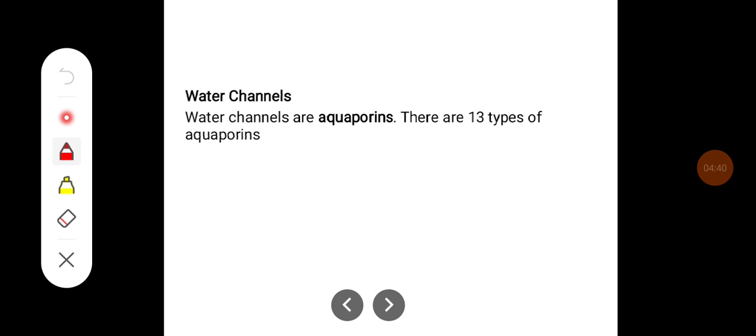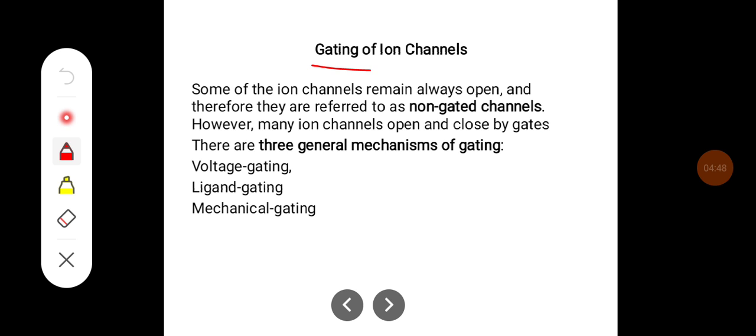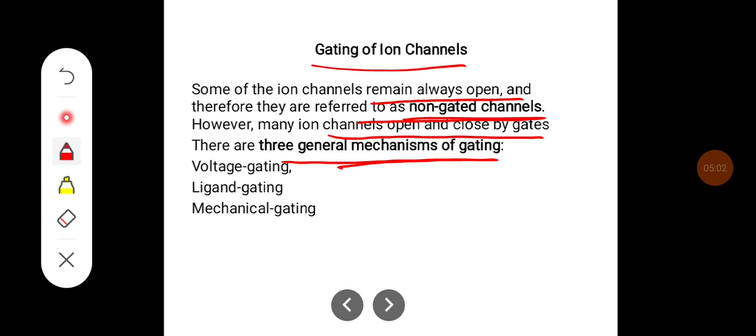Water channels are aquaporins. So there are 13 types of aquaporins that have been identified. Gating of ion channels. Some of the ion channels remain always open, and therefore they are called as non-gated channels. However, many ion channels are open and closed by gates. So there are three general mechanisms of gating: voltage gating, ligand gating, and mechanical gating.